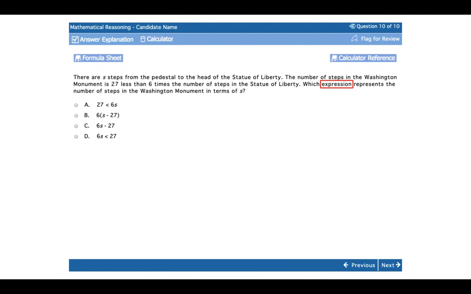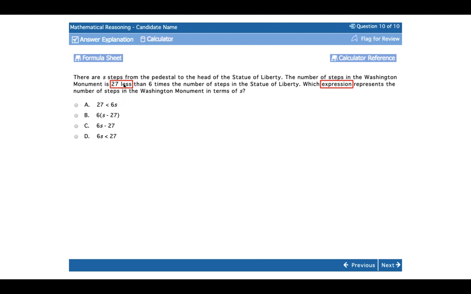The other key word here is 27 less. Remember earlier in the video, we talked about how of means multiply. Well, less means subtract. So we're looking for something that has subtraction in it. If it doesn't have subtraction, it's not going to be right. And this is tricky. Of course, the GED is trying to be tricky because they have this less than phrase here, which, oh, what do you know? That's the less than inequality.